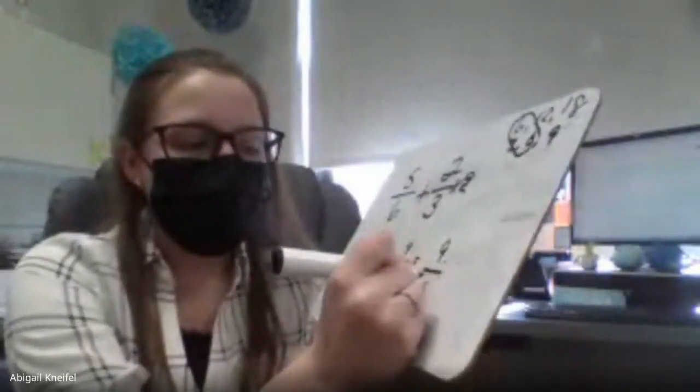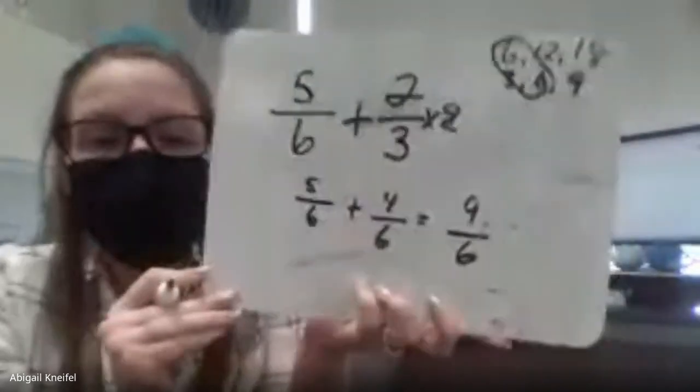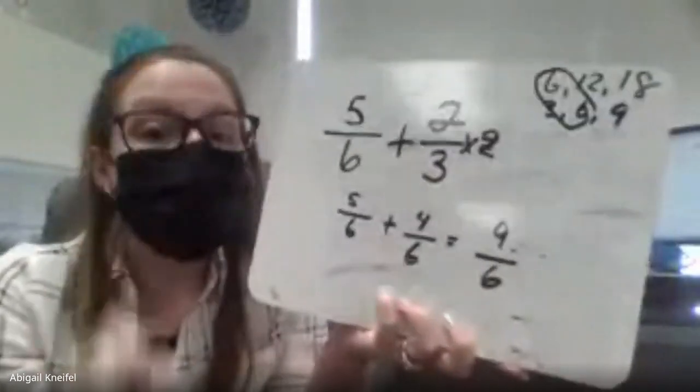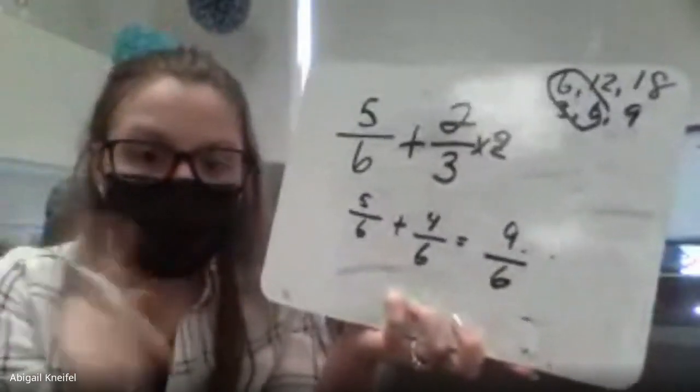All right, let's add those up. 5 plus 4 is 9. 6, we just go over, which is 6. So we get 9 over 6, but that is an improper fraction. So we cannot leave it 9 over 6. No, no, no, no. We have to change it.